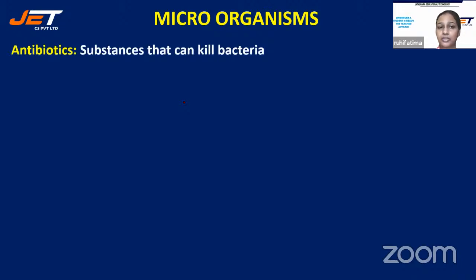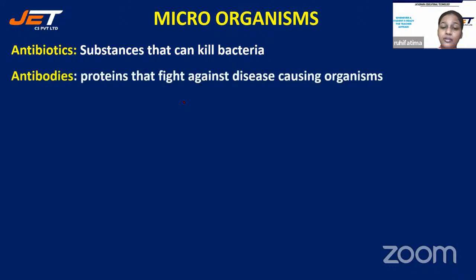Antibiotics. What are antibiotics? Antibiotics are the substances that can kill bacteria. And note this down, students. Antibodies are the proteins that fight against disease-causing organisms. Antibodies basically fight against the causal organism. Antibiotics are the substances, and antibodies are the proteins.